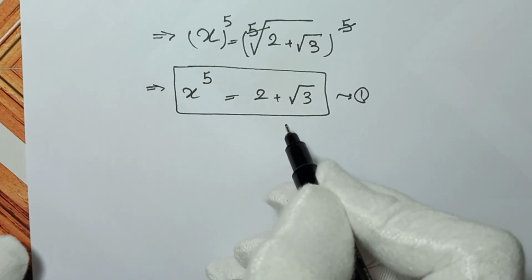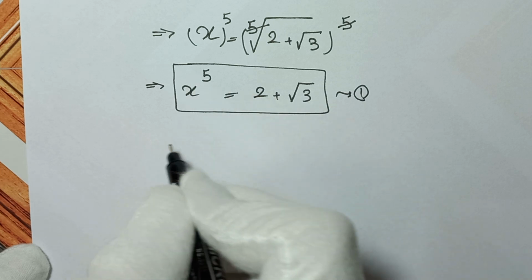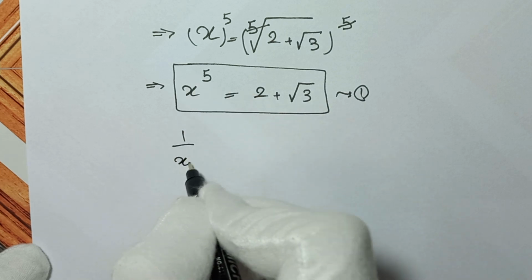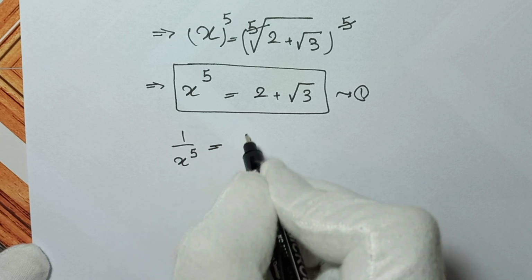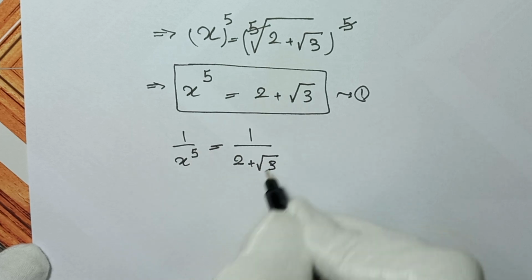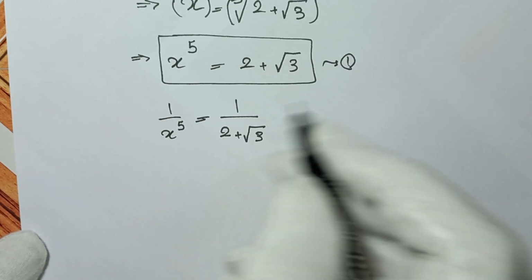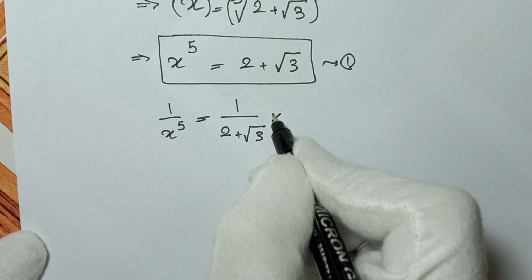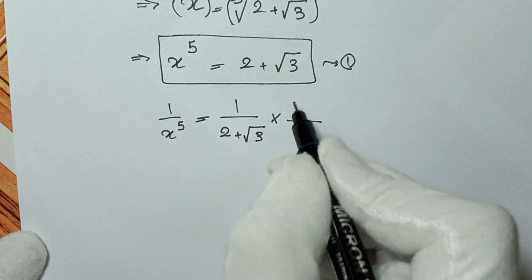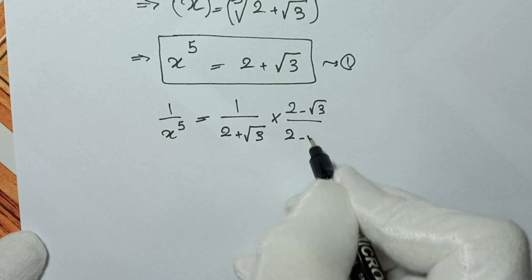And next step, we take the reciprocal of both sides of the equation, so it will be 1 over x to the power of 5 equals 1 over 2 plus the square root of 3. And next step, we rationalize this fraction. So for rationalizing, we multiply numerator and denominator by this conjugate pair. So it will be 2 minus the square root of 3, times 2 minus the square root of 3.